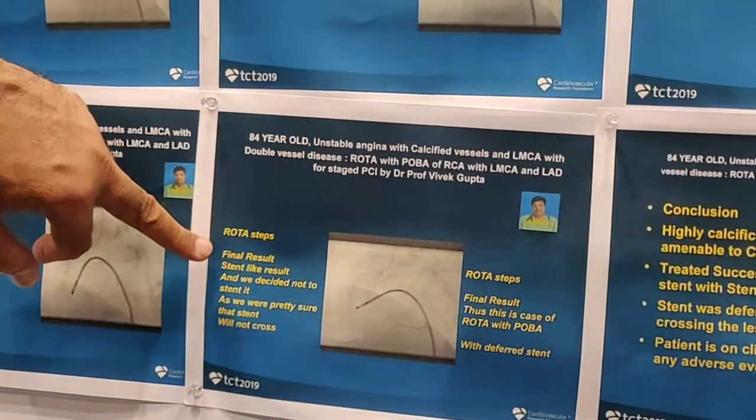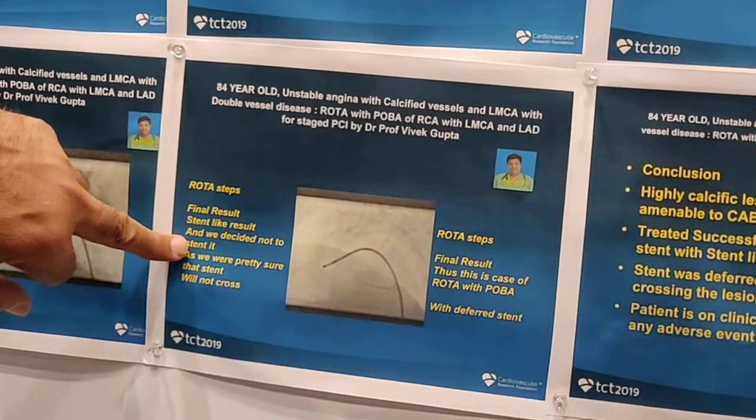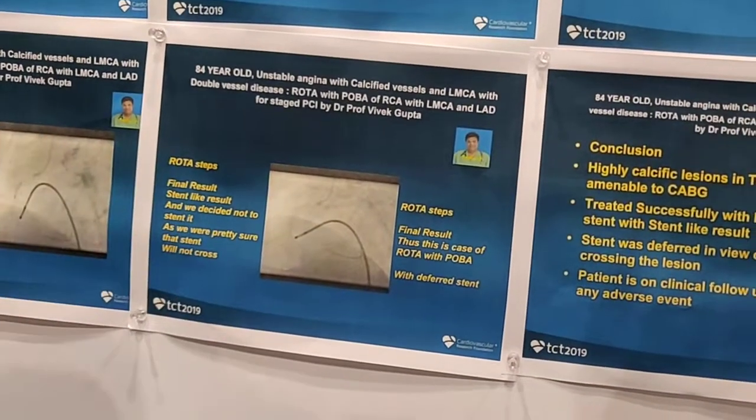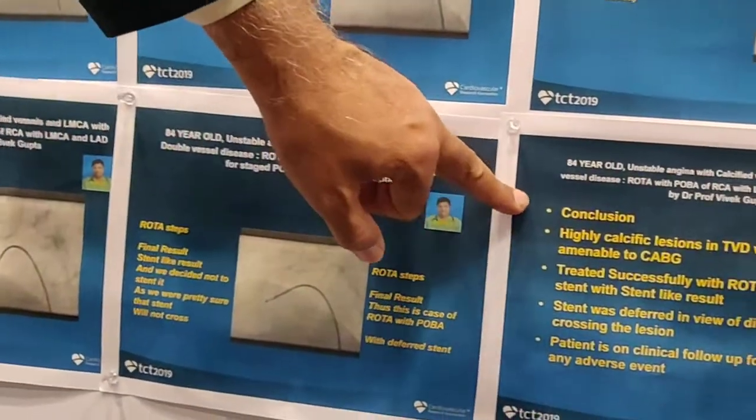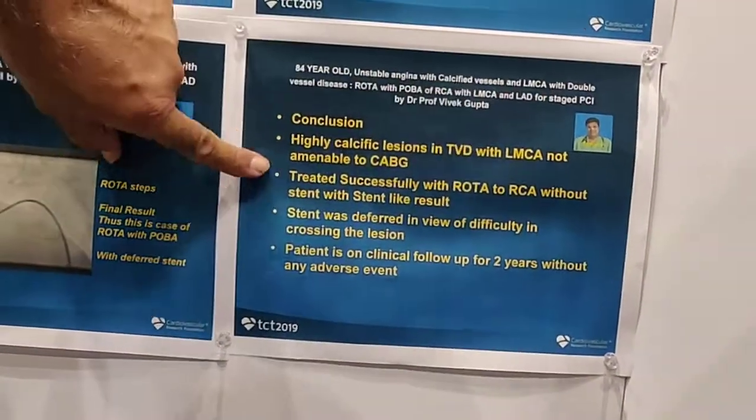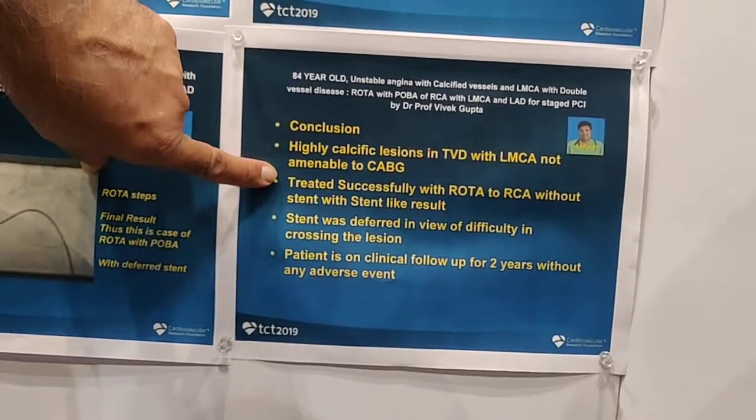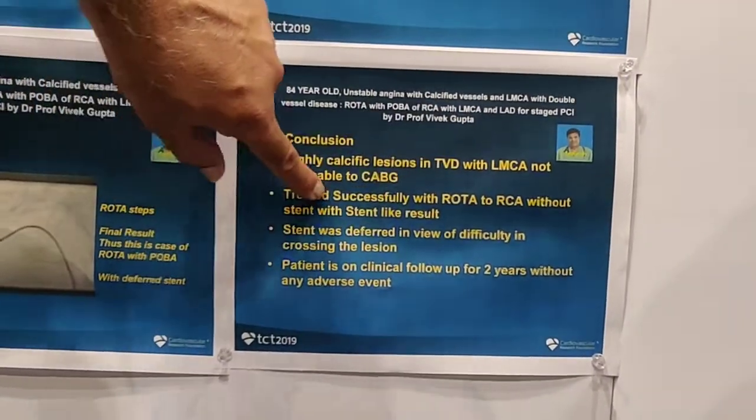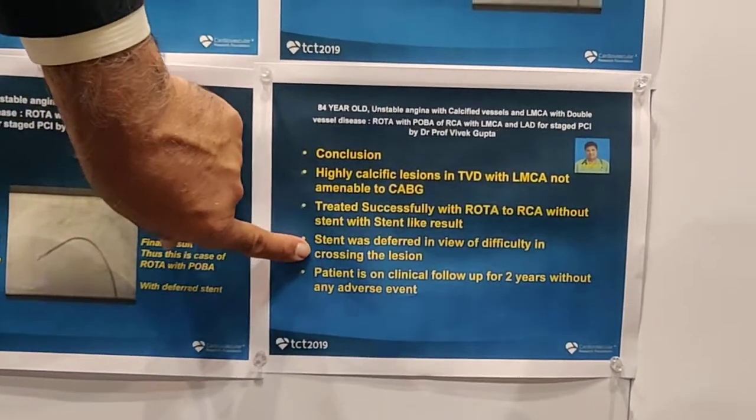So finally the rota step was there. The final result is a stent-like result, and we decided not to stent it. Why? We were pretty sure that a stent would not cross when the 2.5 mm balloon was not going, so how would the stent cross? To conclude, a highly calcific lesion in double vessel disease with LMCA, not amenable to bypass surgery or high risk for bypass surgery, treated successfully with rota to RCA without stent, with a stent-like result. The stent was deferred in view of difficulty in crossing the lesion.